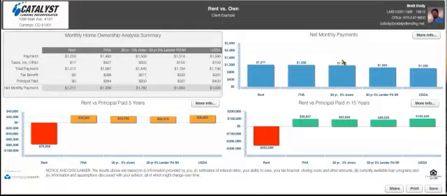At the bottom on both sides is a rent versus principal paid. One is a short term for 5 years, and the other is rent versus principal for 15 years. So let's take a look at both of those.